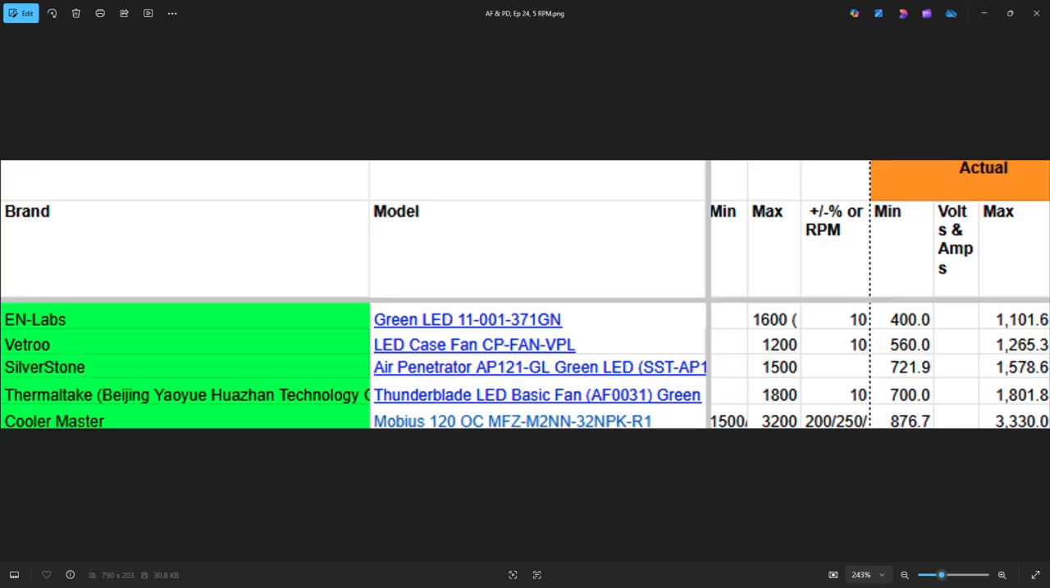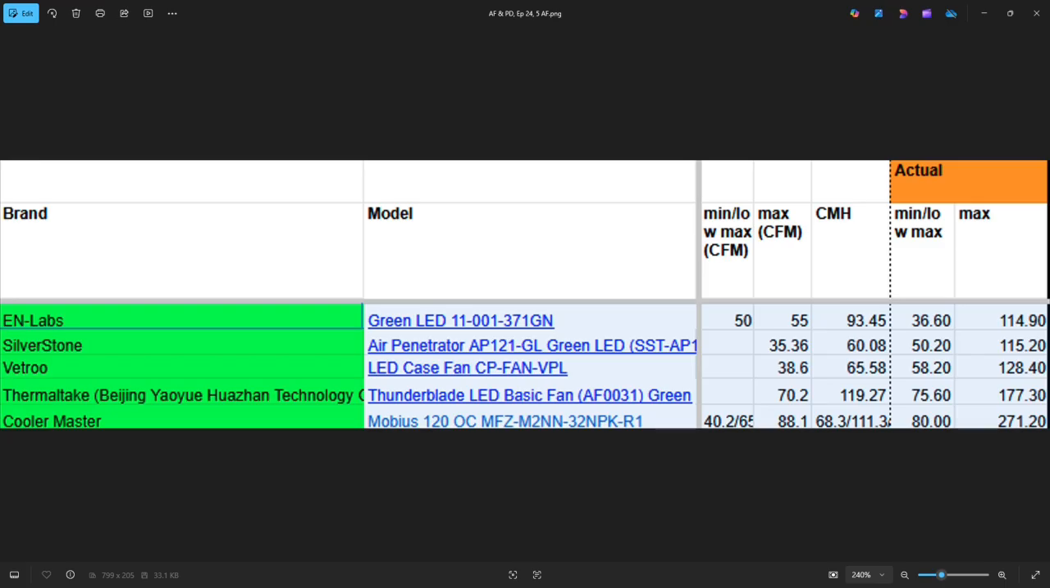So it should have been at 1600, which would have put it higher up on the list, but the Vitru at 1265.3 was slightly over the published rate. The Silverstone at 1578.6, the same. The Thermaltake at 1801.8, almost exactly on the money there. And then the Cooler Master, a maximum of 3,330, which put it a little bit over the 3,200 that was published. So you can see some of the numbers for what you would expect with these fans, using the setting switch.